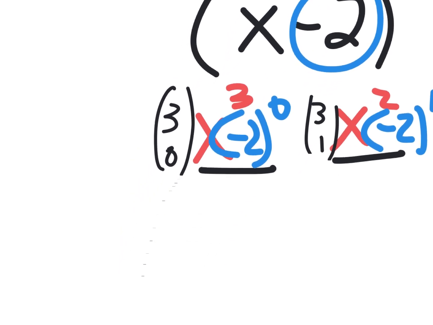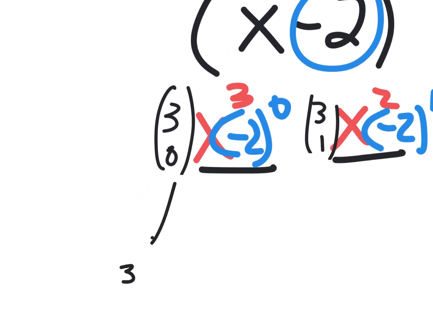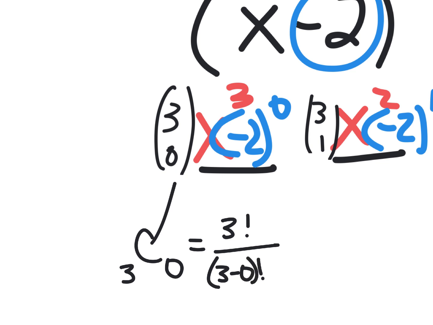And if you forgot what that means, 3 choose 0 means 3 factorial over (3 minus the other one, which is 0) factorial, with an extra 0 factorial. And if you forgot, 0 factorial is actually equal to 1. Okay, we learned all this yesterday.